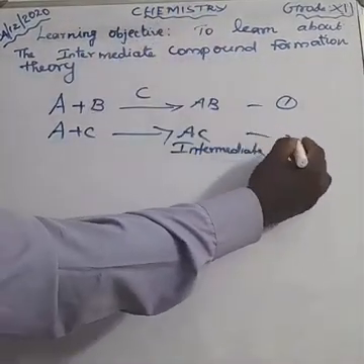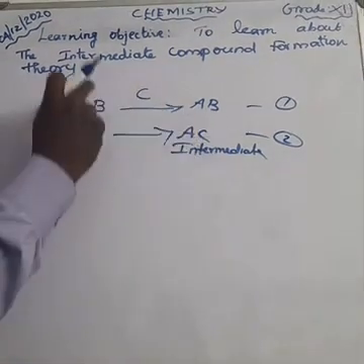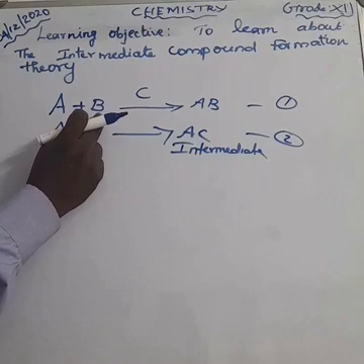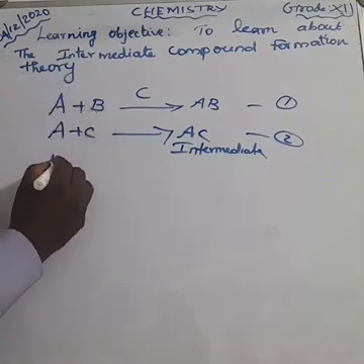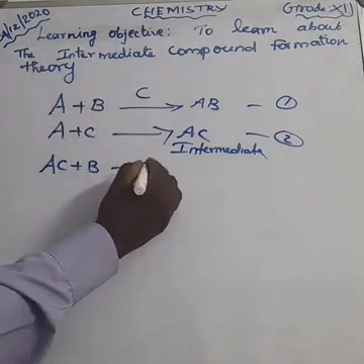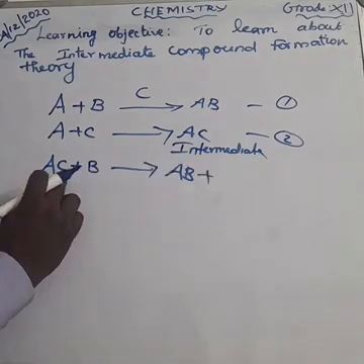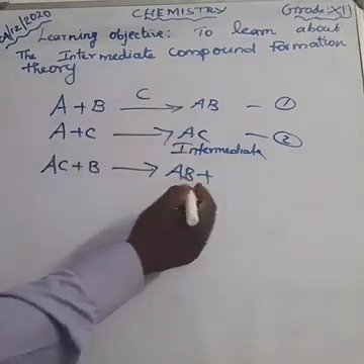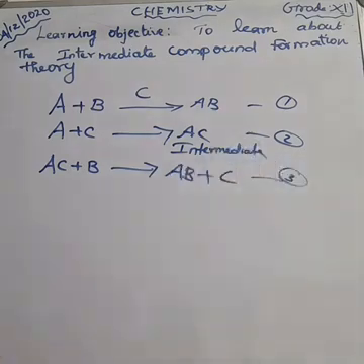We can take this as equation number 2. This AC again reacts with another reactant, B, to form AB, and the catalyst C is regenerated. That's the mechanism of the reaction. Clear? Can you understand? Okay, anyhow.